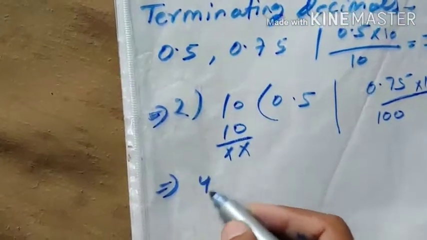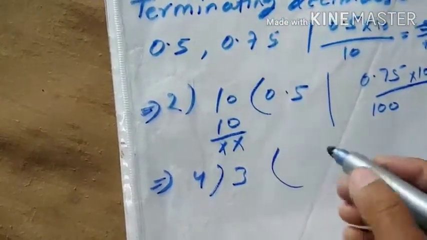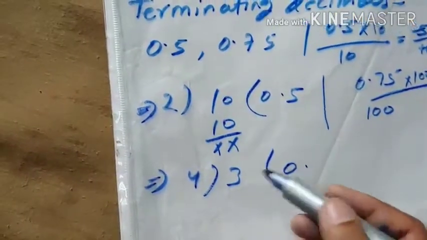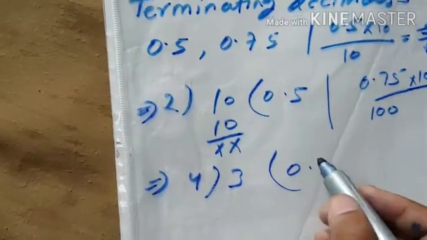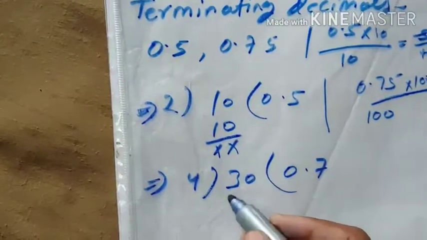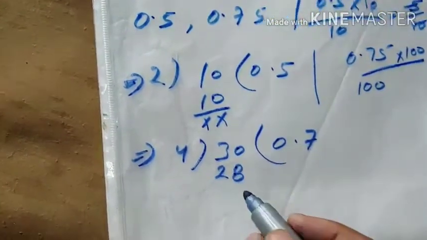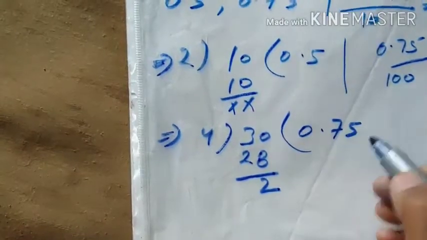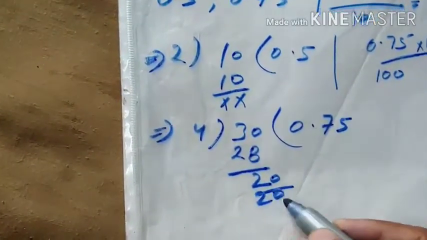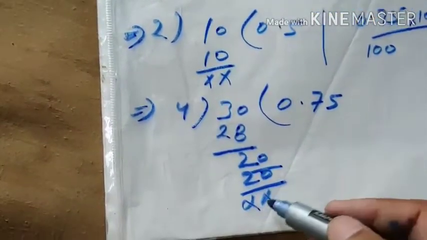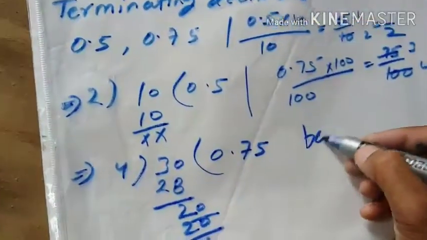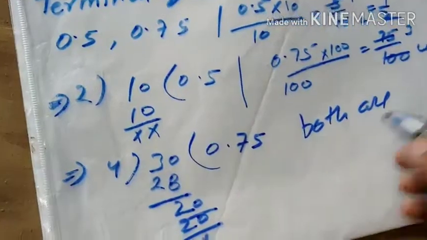So 3 divided by 4. Again 0 point, because 3 is less than 4, 4 sevens are 28. It will allow us to add one more 0, so 2 is here. Again 4 fives are 20. What are you getting here? You are getting the remainder 0, so that's why it is terminating. So both are terminating.